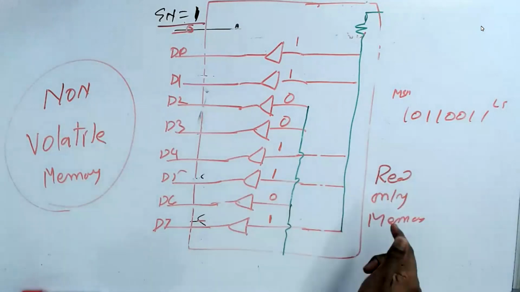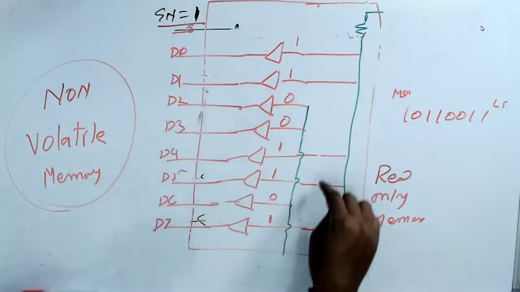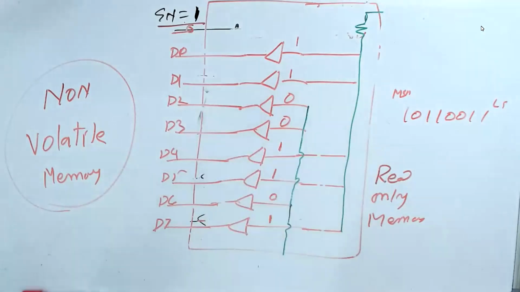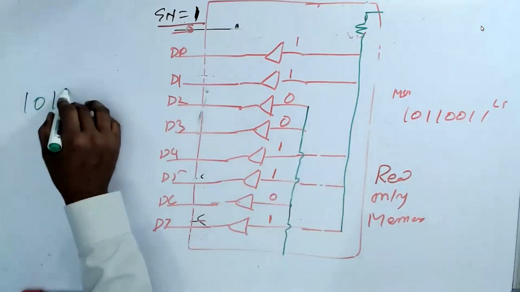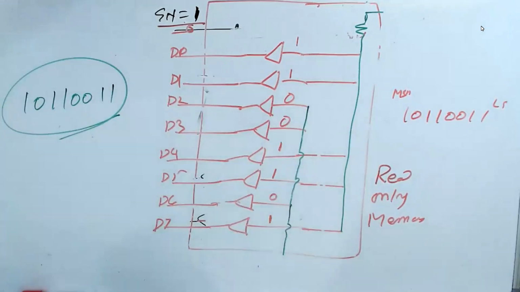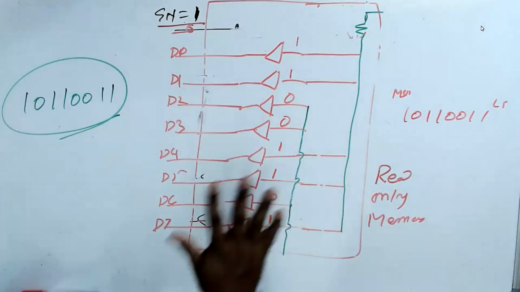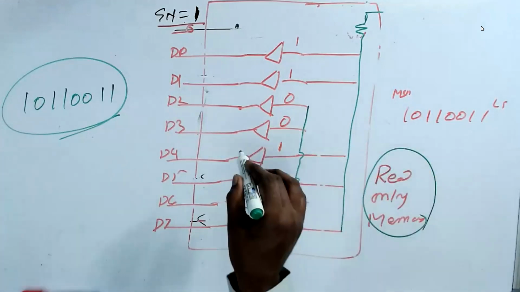But how do we write? I'll tell you later. So you understand now, you cannot make the connection. This is inside the IC. You have to tell the manufacturer, I want to store 10110011. The manufacturer will make the IC and give it to you. Understand now? You cannot change it. That's why they call this a read-only memory. You cannot change the data.